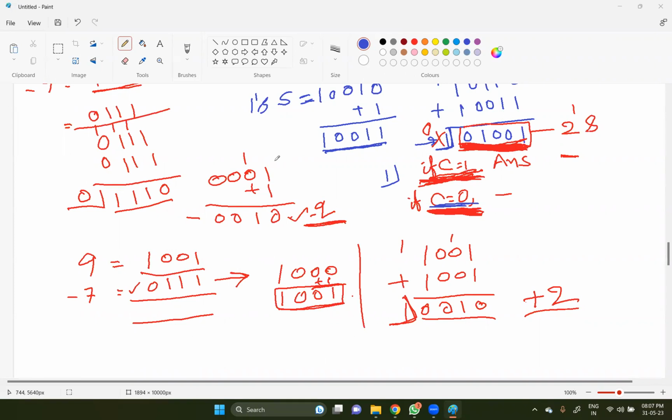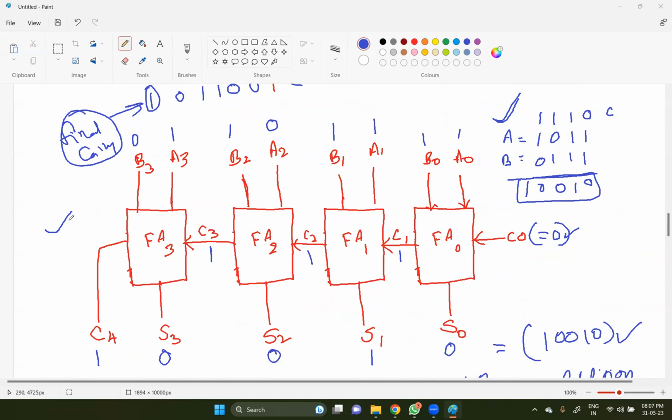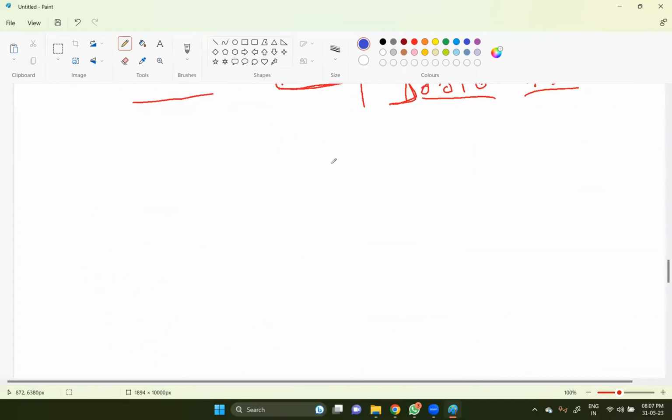So therefore, I'd like to take the subtractor. I hope this concept is clear. Now you can see this is only positive bit adders. Now how could you make the subtractor here? Look at this, how the subtractor will be there with you.